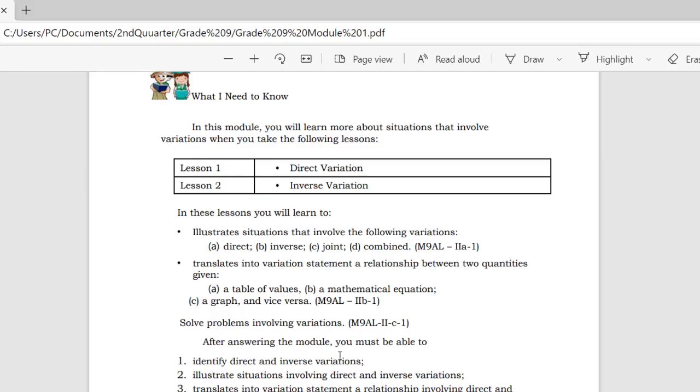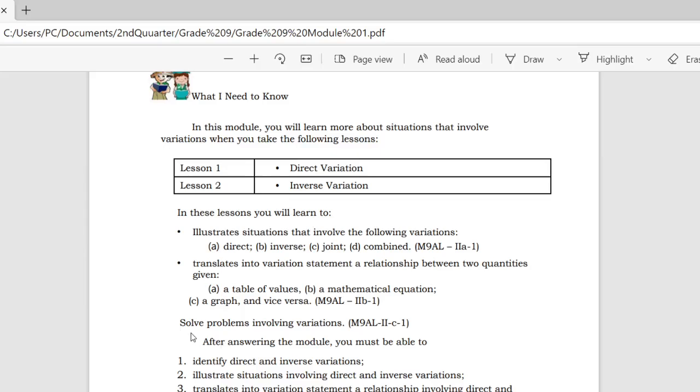In this lesson, you will learn to illustrate situations that involve the following variations: letter A, direct variation; letter B, inverse variation; letter C, joint variation; and letter D, combined variation. And you'll be able to translate into a variation statement a relationship between two quantities given a table of values, a mathematical equation, a graph, and vice versa. For now, we're going to focus on direct variation and inverse variation.